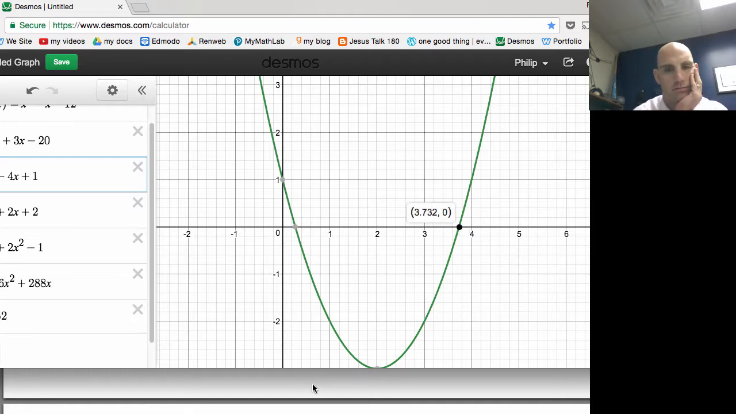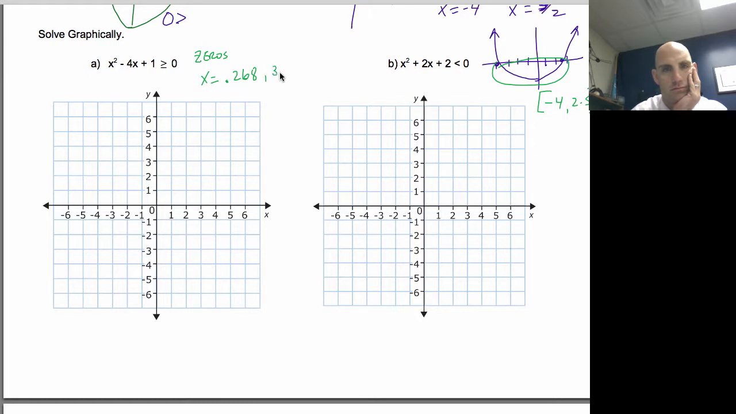and 3.73. So let me just put these on the graph real quick. So here's 0.268. Here's about 3.73. It looks like this. My question is asking me, where is it bigger than 0? Okay, greater than or equal to 0.